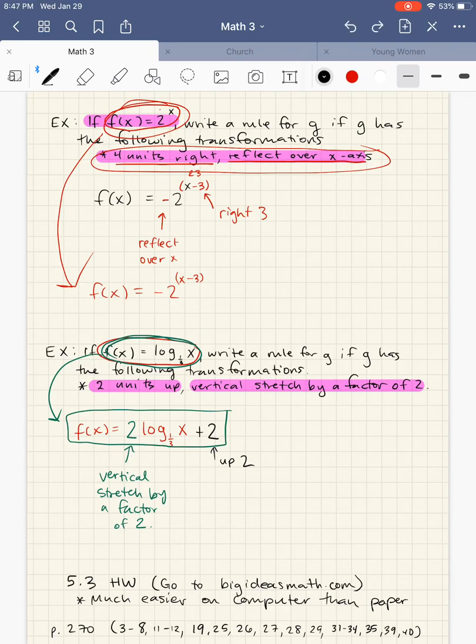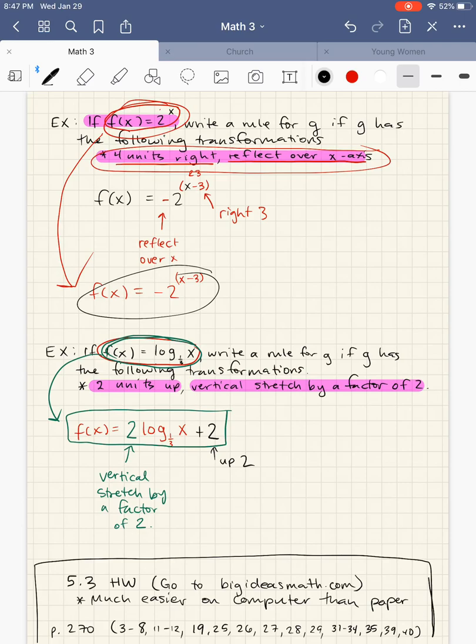So I think there's a couple of questions on your assignment that ask you to write out an equation like this. So this could be a couple examples for you. I know some of you guys like to do the assignment on a piece of paper. So here's the assignment here. But turns out this assignment's much easier if you do it on the computer, because then you just have to match. Otherwise you have to draw graphs by hand, and I found that students don't really love doing that. So your assignment is on bigideasmath.com, and it's just going to be 5.3. That's how you're going to find it.